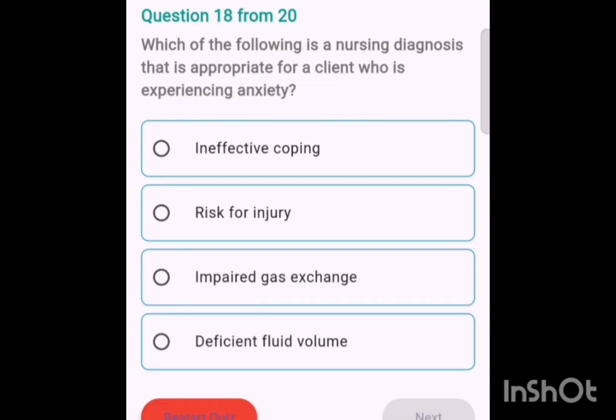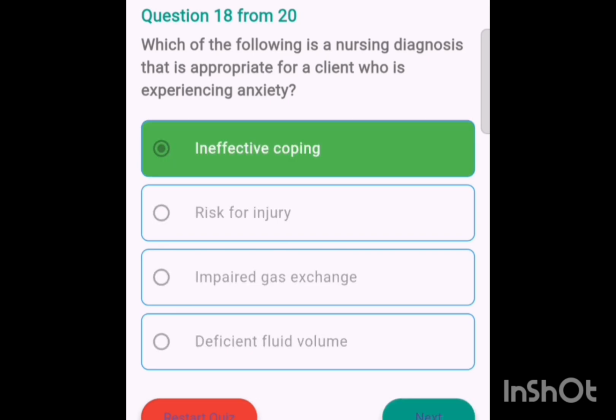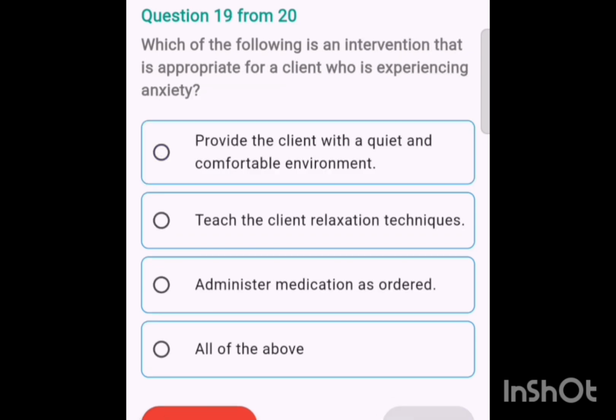Question number 18. Which of the following is the nursing diagnosis that is appropriate for the client who is experiencing anxiety? Options are ineffective coping, risk for injury, impaired gas exchange, and ineffective fluid volume. The correct option is option A, that is ineffective coping, because the nursing diagnosis ineffective coping describes the client's inability to manage the stressors and adapt to life changes.